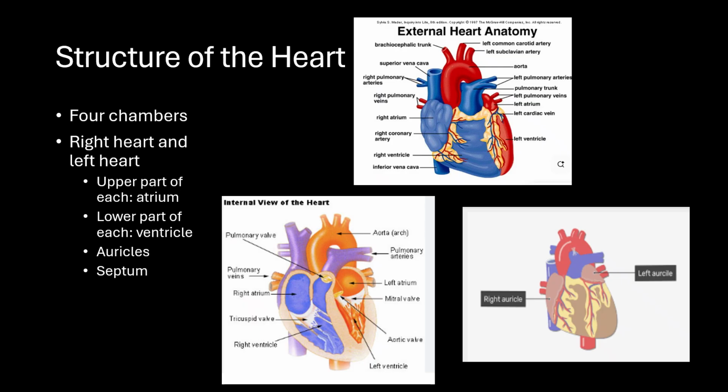Now let's take a look at the structure of the heart. The heart has four chambers: the right and left atria on top, and the right and left ventricles on the bottom. The septum divides the right and left sides of the heart, preventing mixing of oxygenated and deoxygenated blood. Notice that the atria receive blood and the ventricles pump blood out. The auricles, which are small extensions of the atria, increase the atrial capacity. Understanding the structure helps us see how blood flows efficiently through the body.